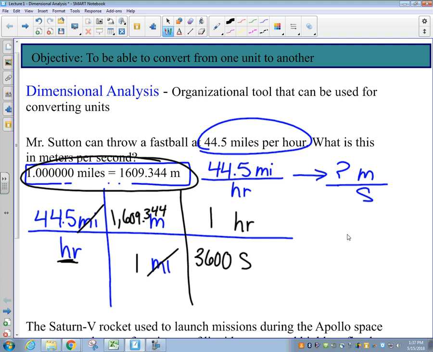So we want to take a look at all of our units and make sure that they're all going to cancel out. I've got miles on top and miles on the bottom. Meters on top, there's nothing to cancel with meters, so I'm going to leave that.